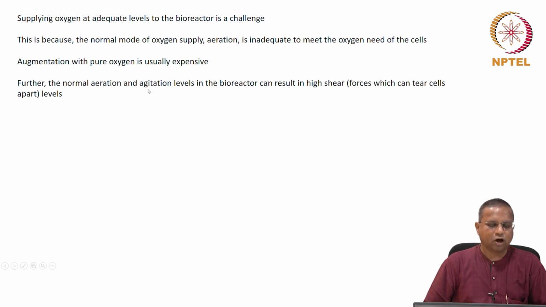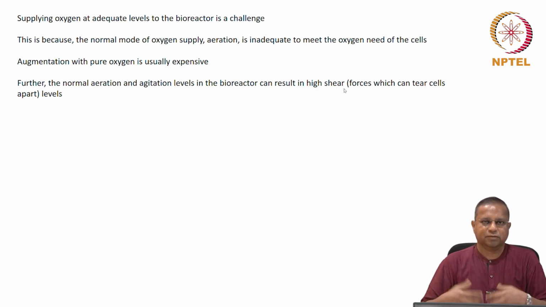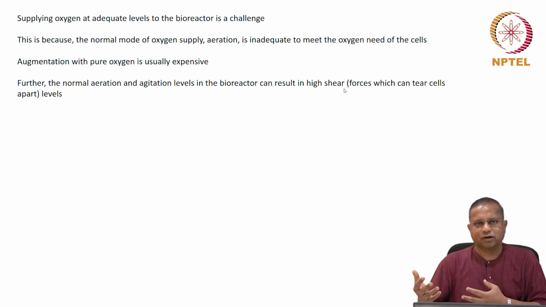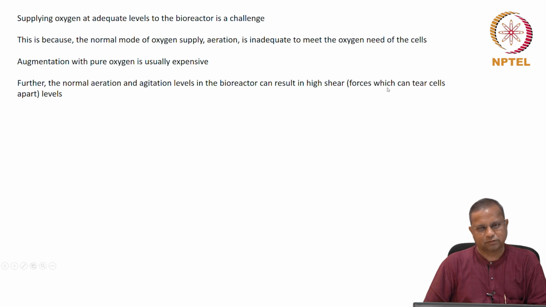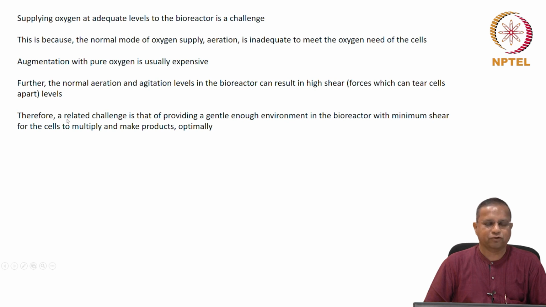Further, the normal aeration and agitation levels in the bioreactor can result in high shear, right? If you increase the aeration rate, the bubbles are going to come out at much higher rates. They're going to break at much higher rates. That breakage would release a lot of energy, which can shear the cells. So the shear, we all know, are the forces that can tear the cells apart. And therefore, a related challenge is that of providing a gentle enough environment in the bioreactor with minimum shear for the cells to multiply and make products optimally.